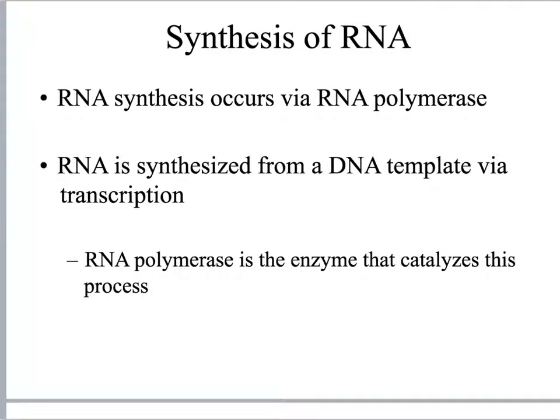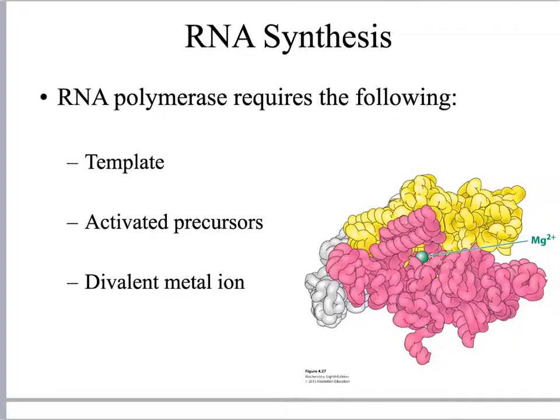We said that DNA synthesis occurs through DNA polymerase. RNA synthesis occurs using RNA polymerase. RNA is synthesized from a DNA template, and that occurs through the process of transcription. The RNA polymerase is the enzyme that catalyzes this overall process. And here's just a picture of the structure of RNA polymerase.